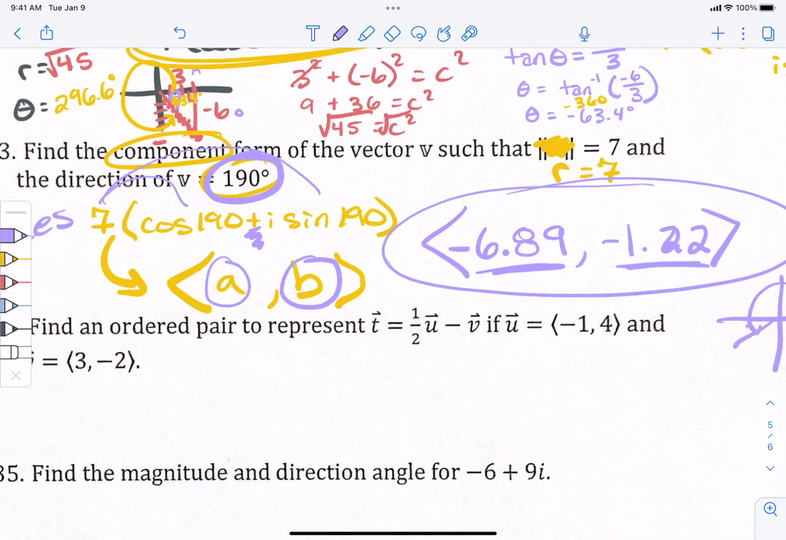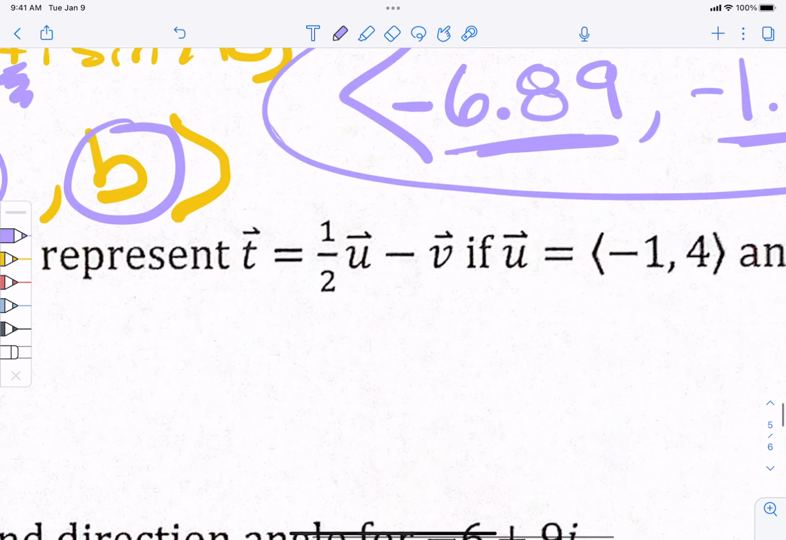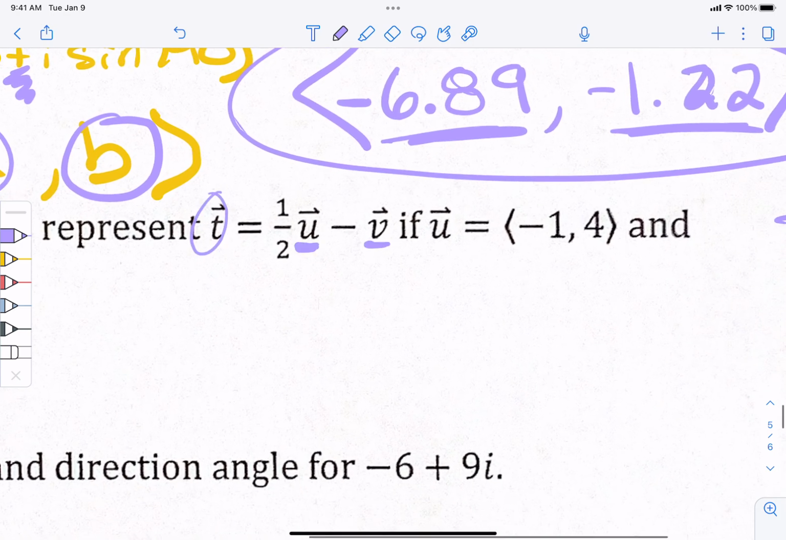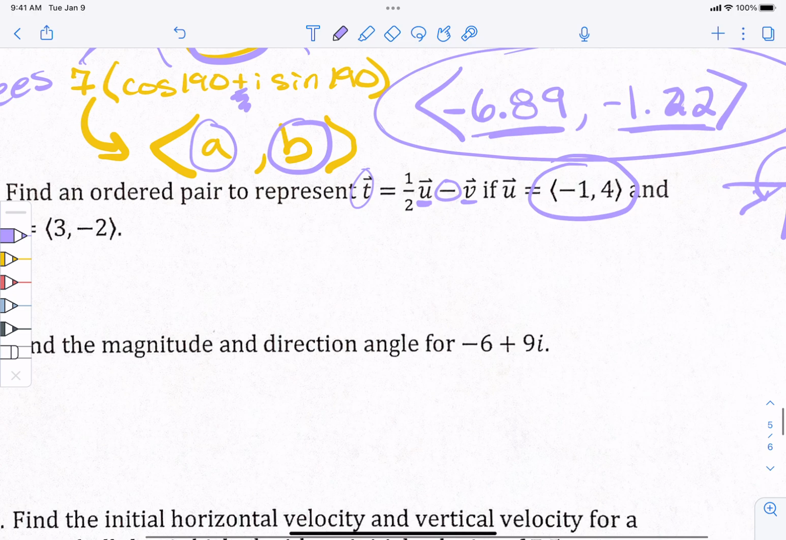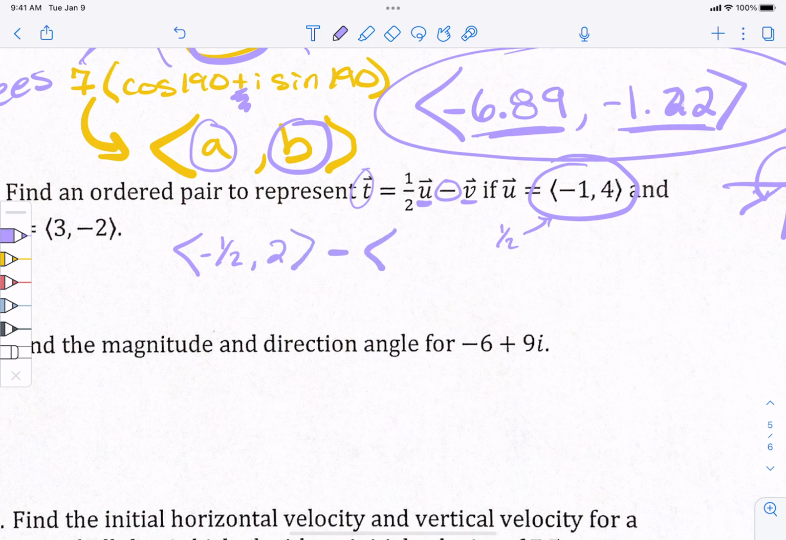Number 34 is saying they want us to find T, and they give me the component form for U and V. Find vector T if it is 1/2 of U minus V. So I'm going to take half of U and subtract V, all right? Half of U, if I take half times this thing, is negative 1/2 comma 2. That's half of U. And then I'm going to subtract V, which is just 3, negative 2, okay?